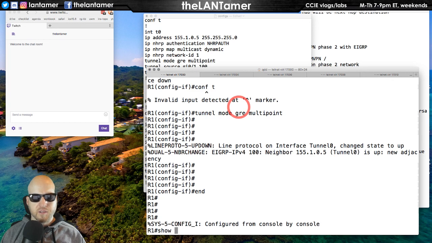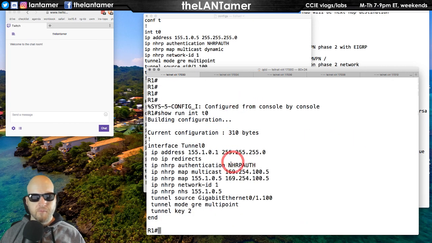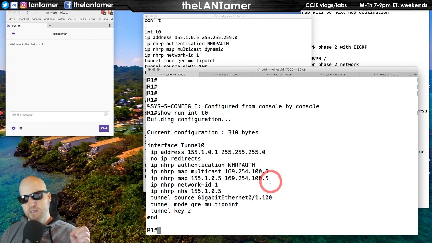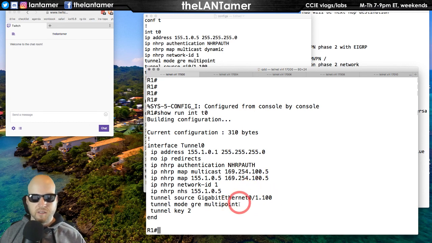Show run interface T0. Yeah, so we take the destination off and we trade it for tunnel mode GRE multipoint, basically. Multicast. We're still going to form spoke-to-spoke tunnels for the data plane. But in the control plane in phase 2, we still just have a routing adjacency, an EIGRP adjacency, only with the hub.